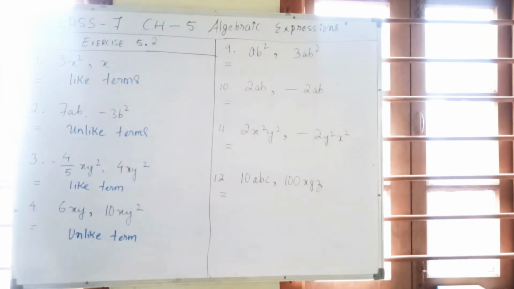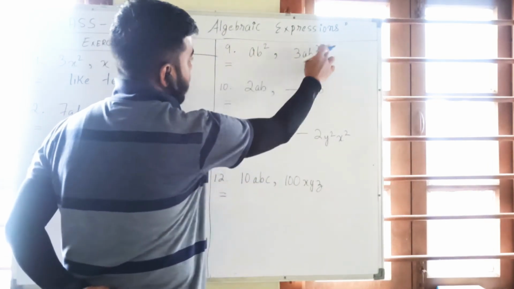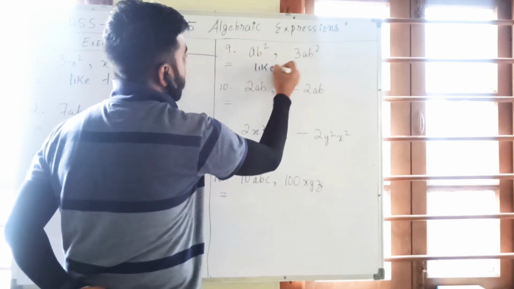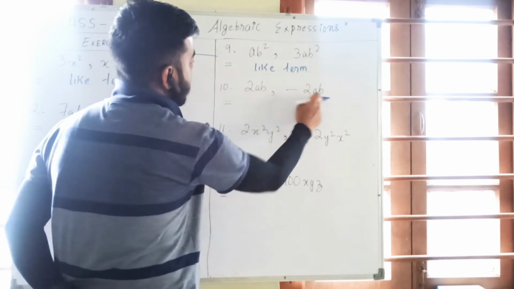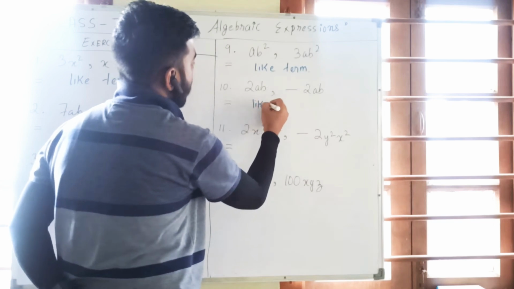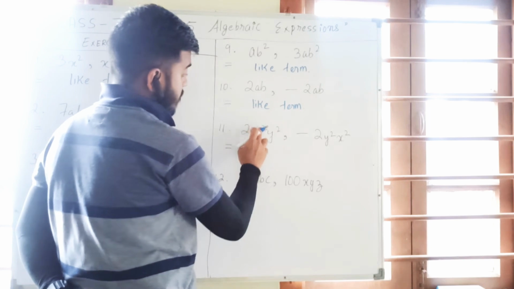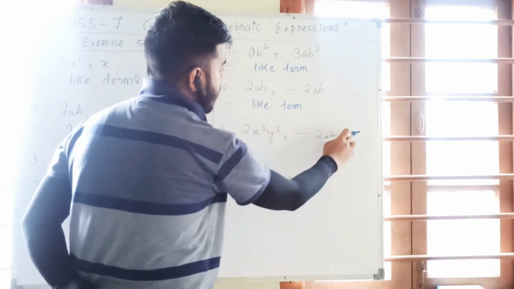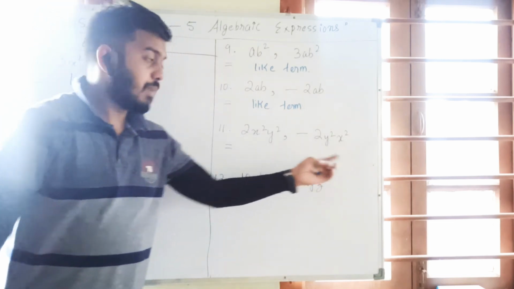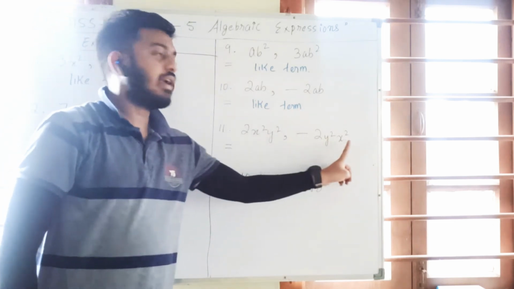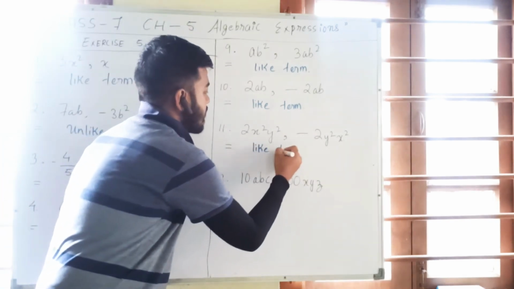Am I clear? Now let us see here. See, AB square, same, right? So this is like term. Here AB, here also AB, same, right? So this is also called like term. Now you check this, x square, y square, x square. They have just been reversed, but they are same because they have x square, y square. Here also you have x square, y square. They are same, so it is called like term.